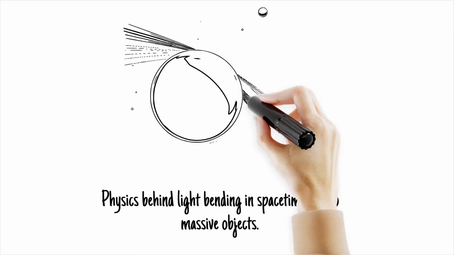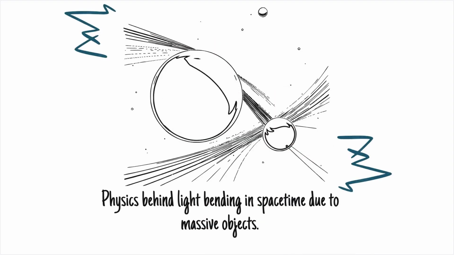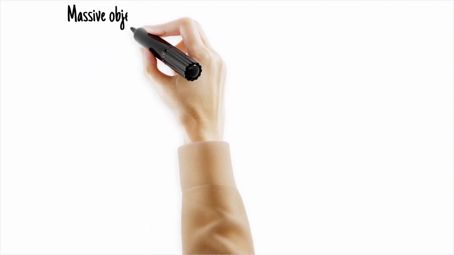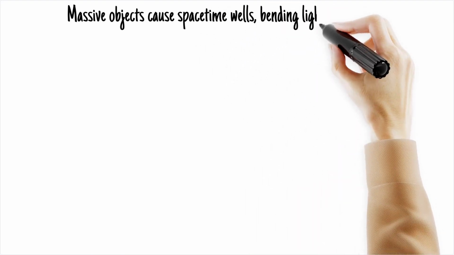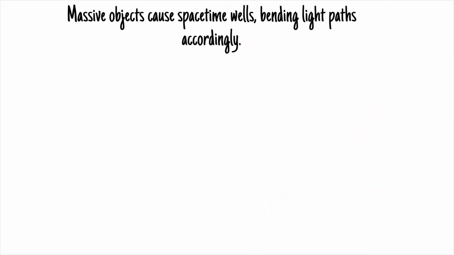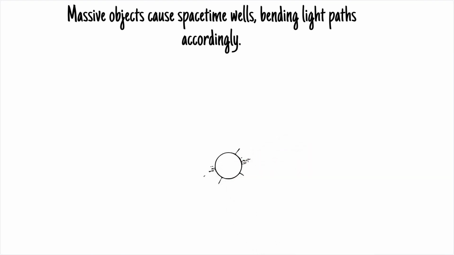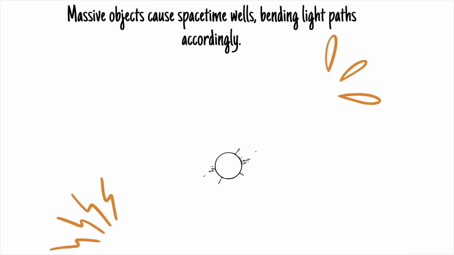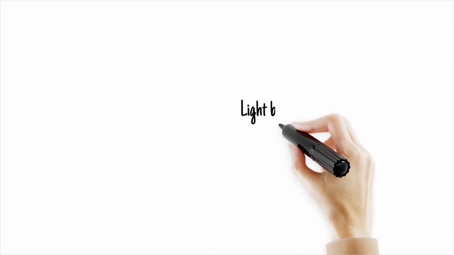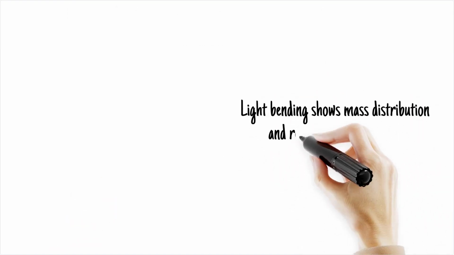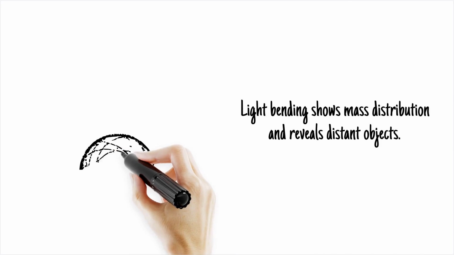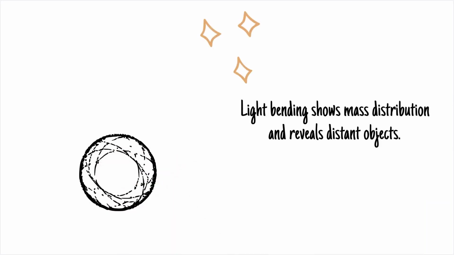2. The physics of light bending in spacetime. Massive objects create wells in the fabric of spacetime, causing light to follow curved paths. The bending angle of light is proportional to the mass of the lens and inversely related to the distance between the lens, the observer, and the source. The degree of light bending reveals the lens's mass distribution and uncovers distant objects by focusing their light toward Earth.